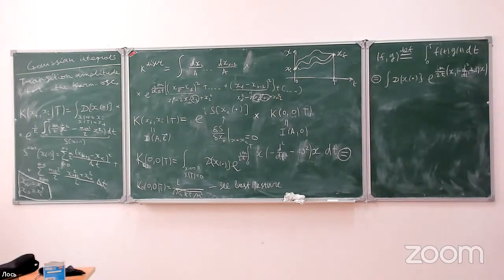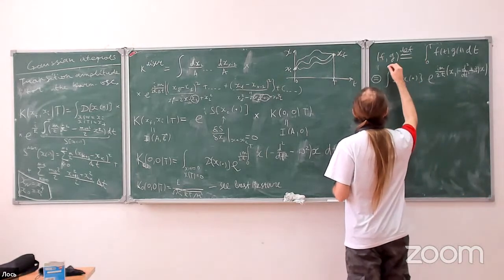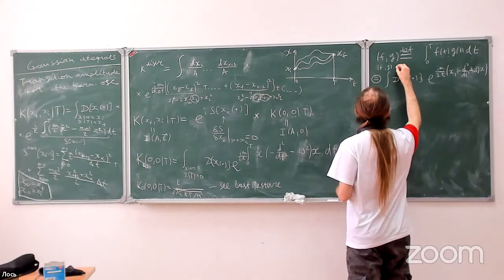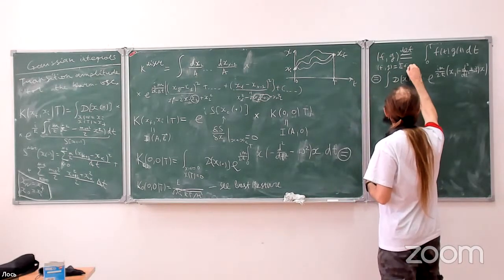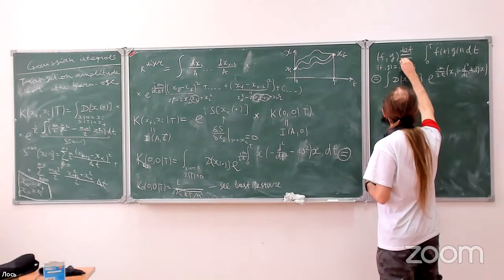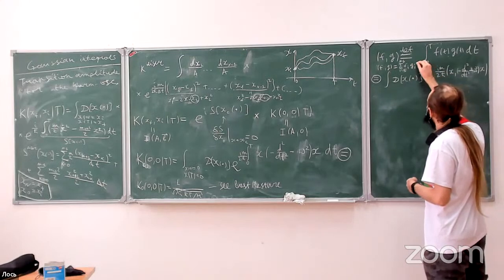So it's a generalization of the following formula: the sum of f_i g_i, from 1 to n minus 1, and maybe times delta t. Now f and g are no longer a sum, but an integral.